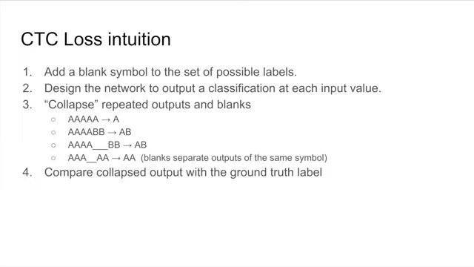And at the end of the day, we can compare our collapsed output with the ground truth label. And I'm going to call these output sequences paths. And it's important to note that for every labeling, there are many paths that can collapse to that labeling. But for a given path, there is only one labeling.